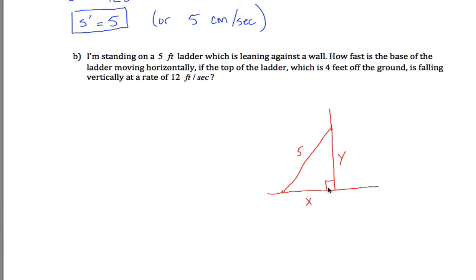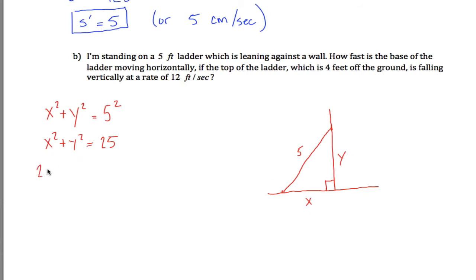Well, it might be easier to see if I really emphasize that this is a right triangle. We have this Pythagorean identity that says the sum of the squares of the lengths of two sides of a right triangle is always equal to the square of the hypotenuse. A squared plus b squared equals c squared. So in this case, x squared plus y squared equals 25. What I now have is a relationship between the two unknowns, x and y.